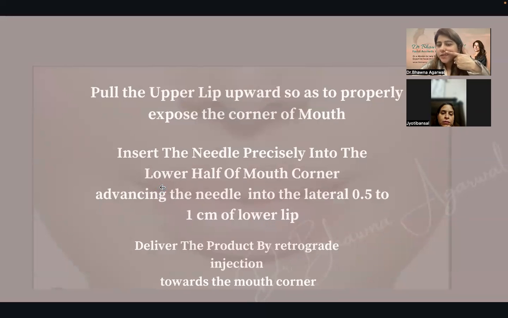So pull the upper lip upwards so as to properly expose the corner of the mouth. When you pull the upper lip upwards, you can divide the corner of the mouth into the upper half and the lower half. So from the lower half, make your entry and go into the lower lip.